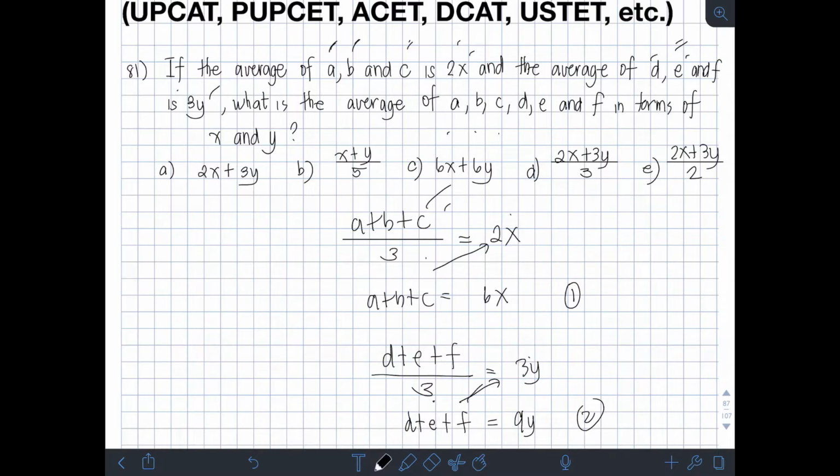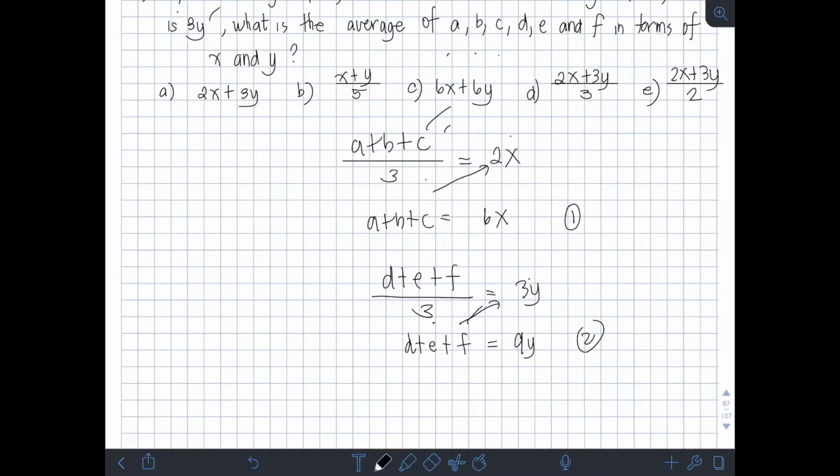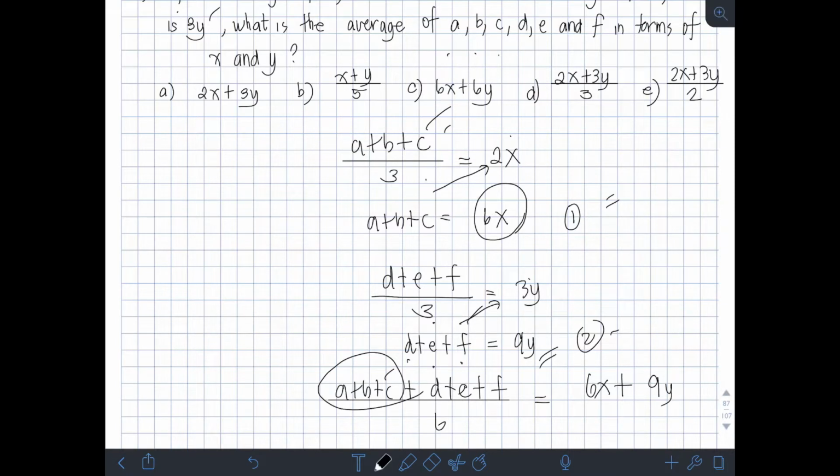Itong 6 na letters na. So, pag ginawa natin yon, diba, A plus B plus C plus D plus E plus F divided by 6. Ito yung average nila, right? So, dapat daw in terms of x at y. So, etong A plus B plus C by equation 1 equal siya sa 6x. So, pwede natin i-substitute. So, 6x yan. Plus, ito namang D plus E plus F is equal siya sa 9y. Base dito sa equation 2. So, 9y. Then, divided by 6.